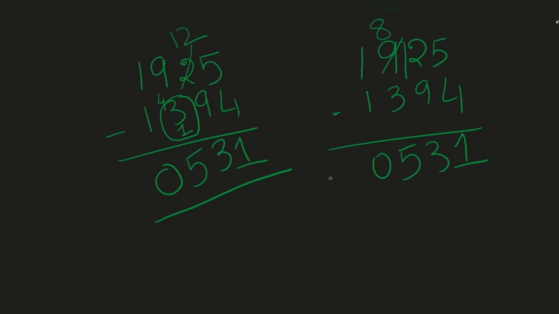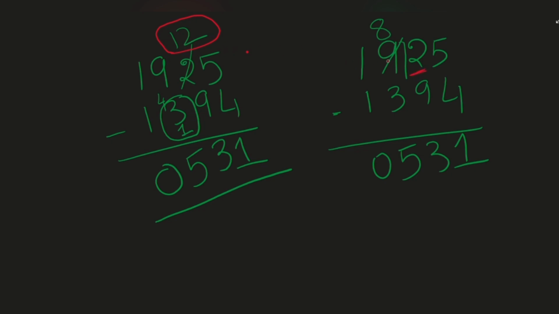See, actually, the borrowing concept is different, but the logic behind it is the same. Here, instead of borrowing, you are making this 12. If you borrow also, it will become 12 only. Here we are not borrowing, but we are adding 10. Here also we are doing the same. You are adding 2 to 10, so it's becoming 12. Here we are just making it 12. Here also we are getting 12.